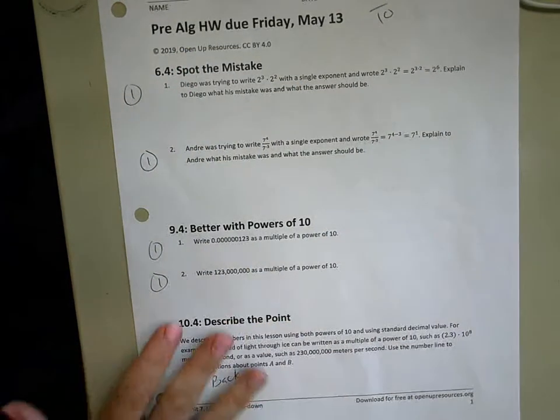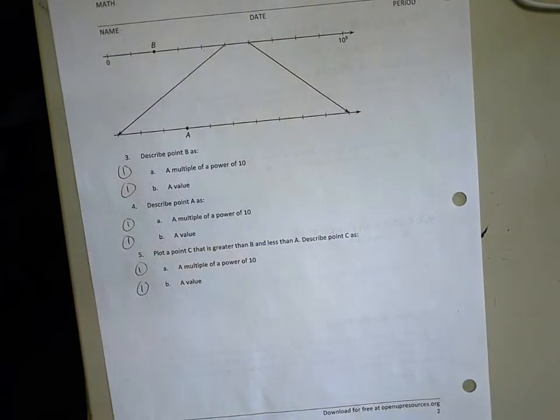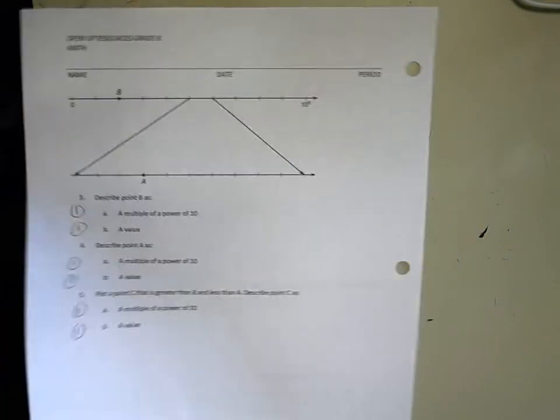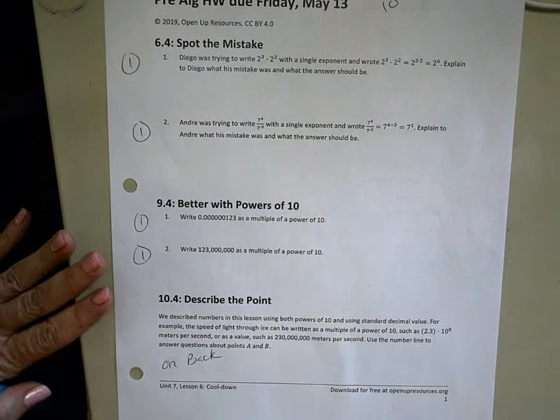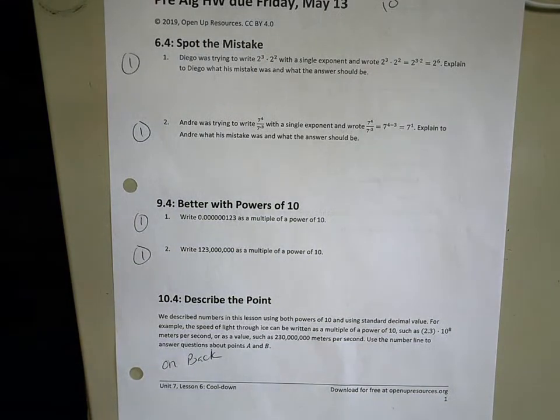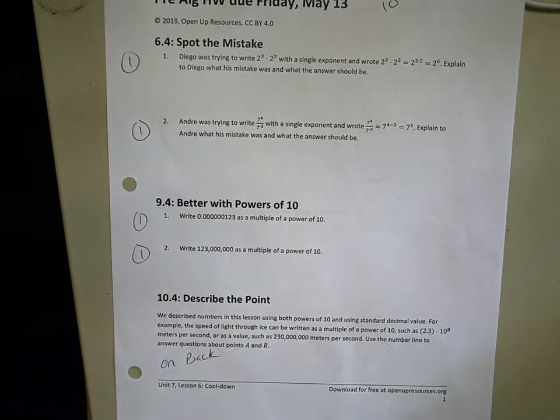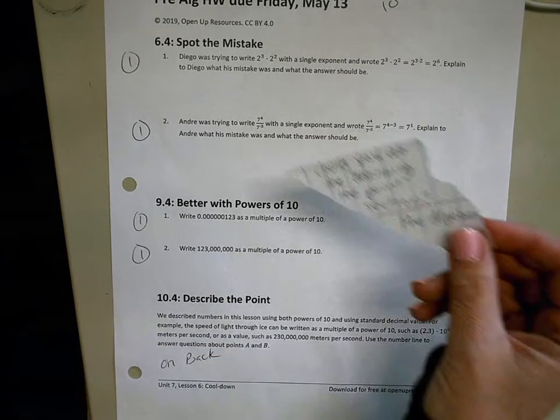The homework is front and back, and this week we've been continuing our work with looking at powers of 10, both with positive and negative exponents, and specifically the end of the week looking at very large numbers that can be written using the power of 10, and very small numbers that can be written with those negative exponents and powers of 10.